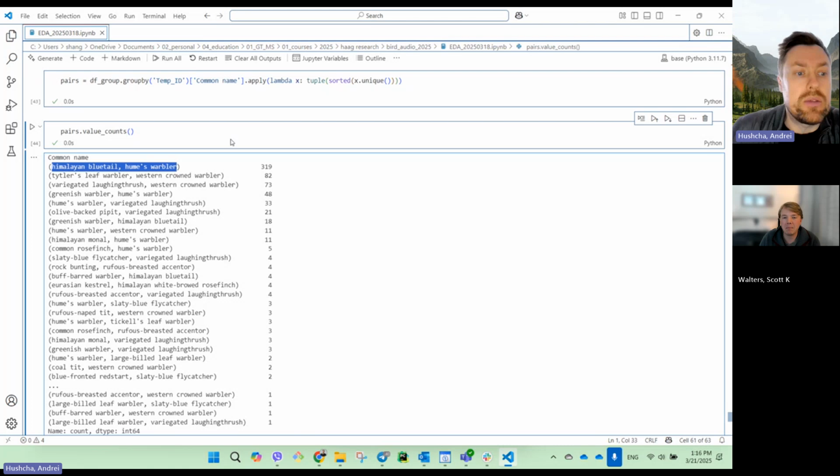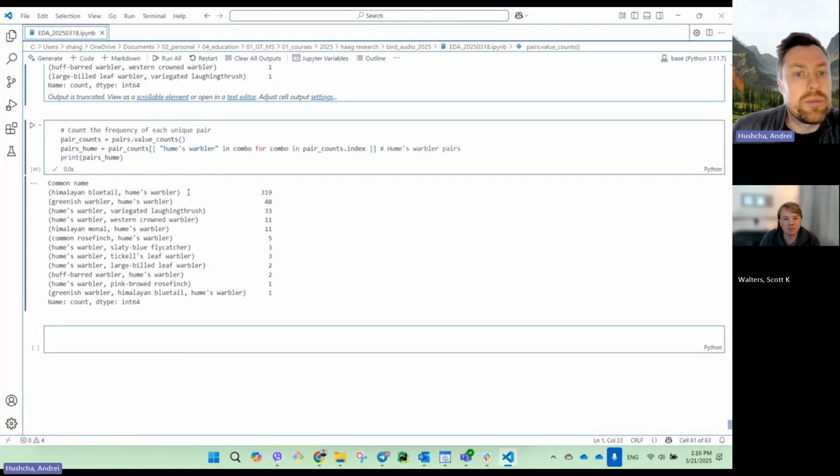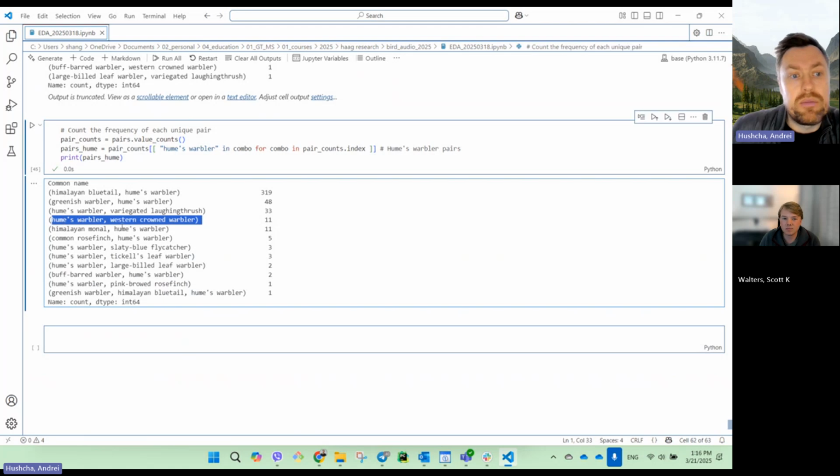within 3 seconds. This is pairs only for the Hume's: the Bluetail, Greenish Warbler, and, actually quite unexpected, Western Crowned and Hume's met only 11 times, despite the fact that this guy loves to sing. Probably it's not unexpected, because he loves to sing at the low elevations, and Hume's is more about the mid elevations. That's probably the main point, because the elevations and the areas are a little bit different.